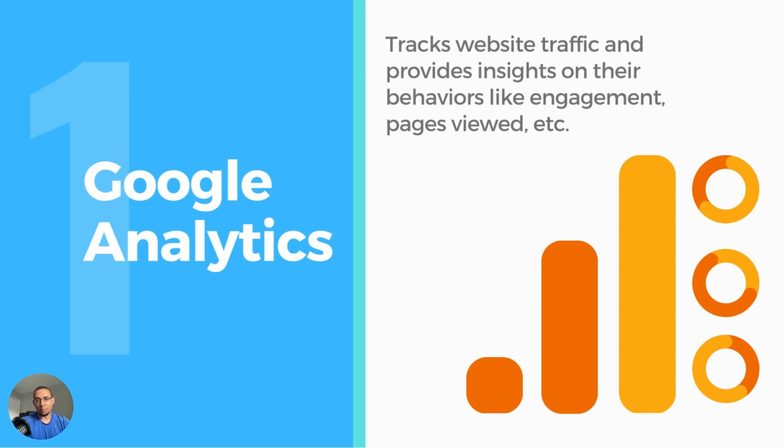I just want to go over a few tools for your search engine optimization that you can use today. So the first one's going to be Google Analytics. This you can install on whatever website you have, whether it's Squarespace or WordPress, ClickFunnels, anything like that. This is the most basic one that you should be installing because it tracks website traffic and provides insights on their behaviors like engagement, pages viewed, etc.